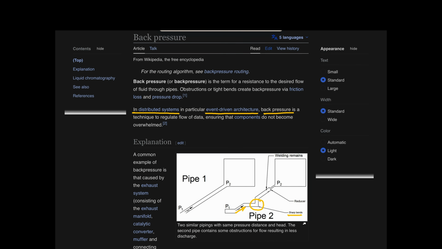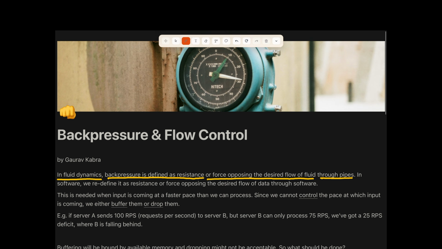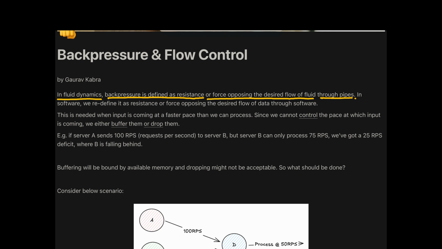So this concept has also been borrowed in software engineering, where in distributed systems, particularly in event-driven architecture, back pressure is a technique to regulate the flow of data. So we can relate that fluid has been replaced with data, ensuring that components do not become overwhelmed. Cool. Let's complete the definition. So in software, we redefine it as resistance or force opposing the desired flow of data through software.